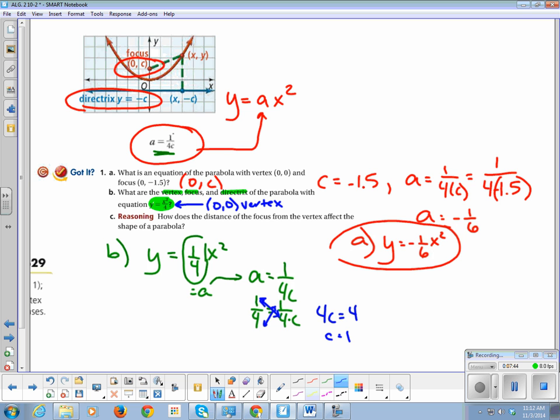When we did parabolas before, we had y equals a times (x minus h) squared plus k, where h and k were the vertex. In this case, because I have nothing being added or subtracted, I have a vertex of (0, 0). The focus is over here. It is (0, c). So because c is equal to 1, the focus is going to be at (0, 1).